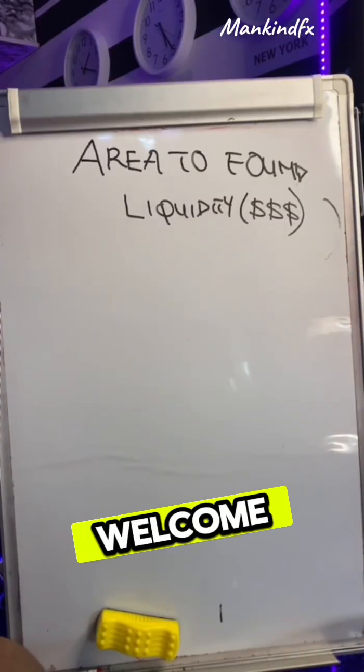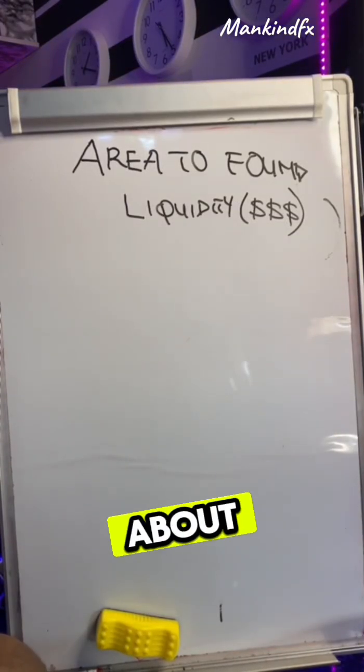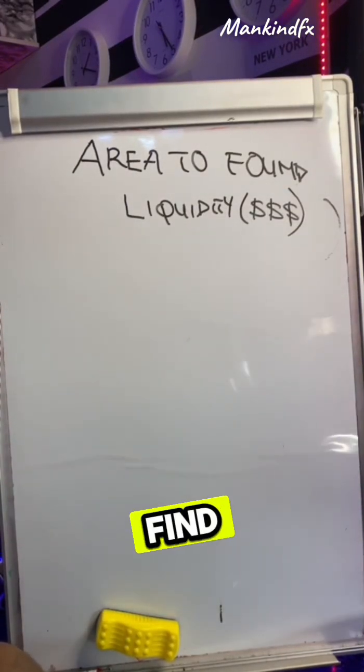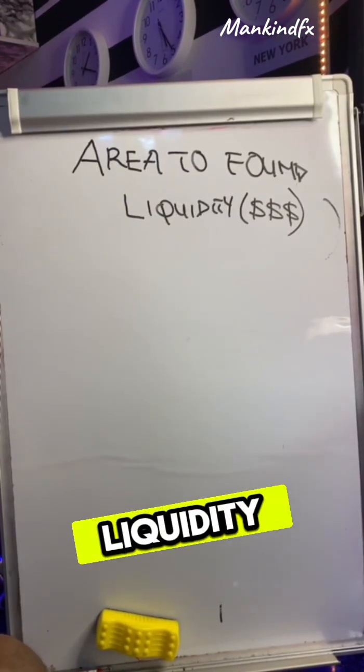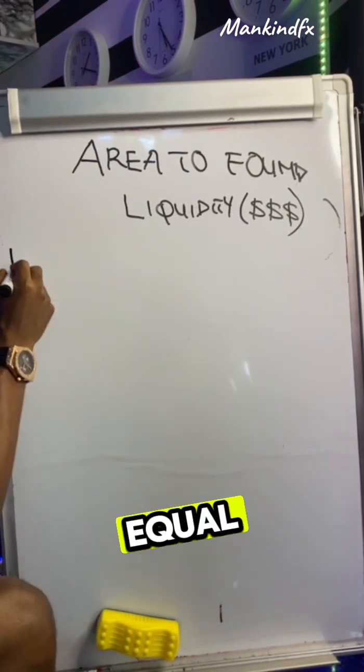Yo guys, welcome back. In this video we are going to discuss the areas where we can find our liquidities. So number one area where liquidity can be found is your equal highs or lows.